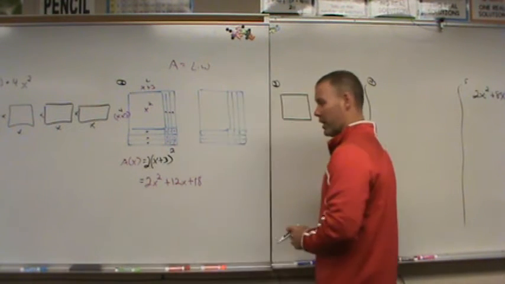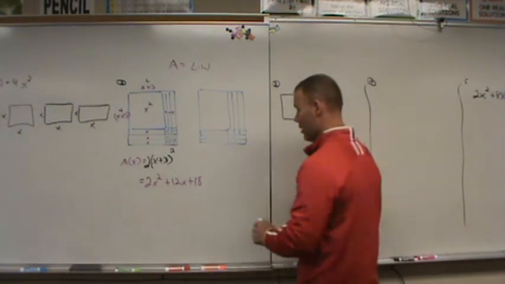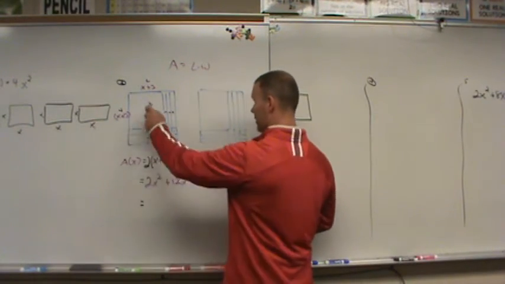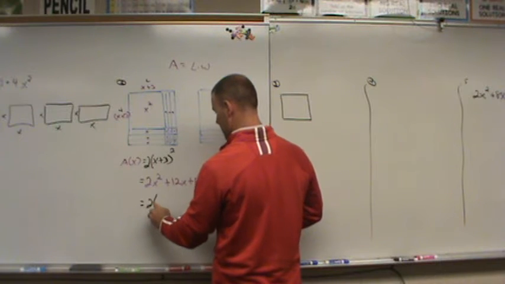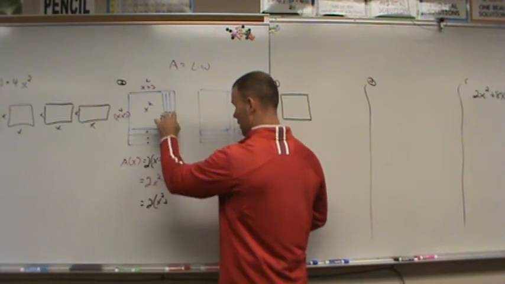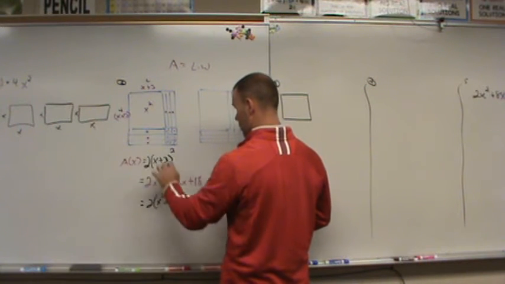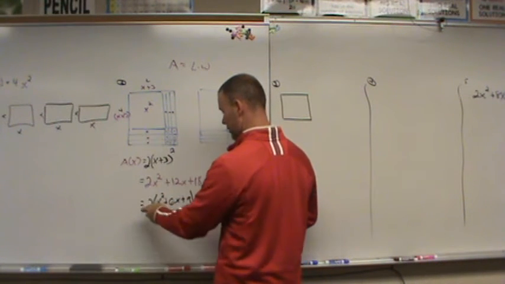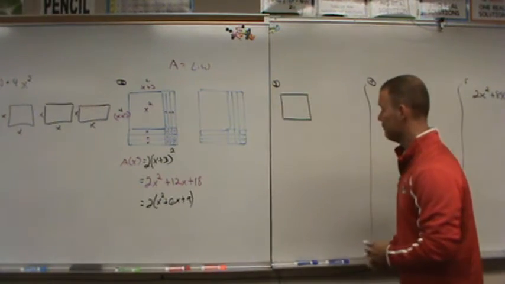There is a second way of modeling it. A third way is looking at the fact that I have 2 models, and looking at each model individually. x squared plus 6x's plus 9 single units. And if I distribute, I get that second equation.